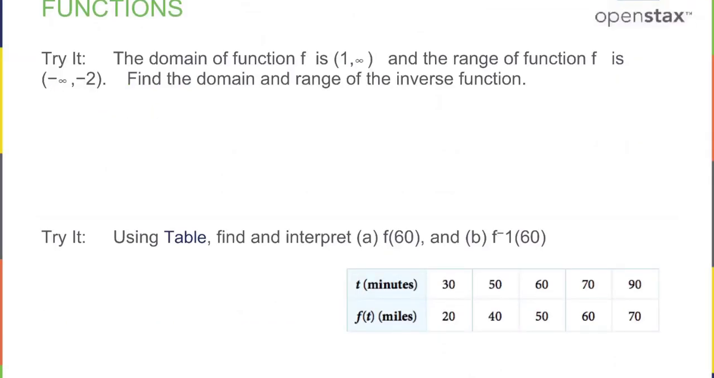Okay, so the domain of function f is 1 to infinity. The range of the function f is negative infinity to negative 2. Find the domain and range of the inverse function. So for the inverse function, the domain is the range of the function, which is negative infinity to negative 2. And for the range, that is the domain of the function, which is 1 to infinity.